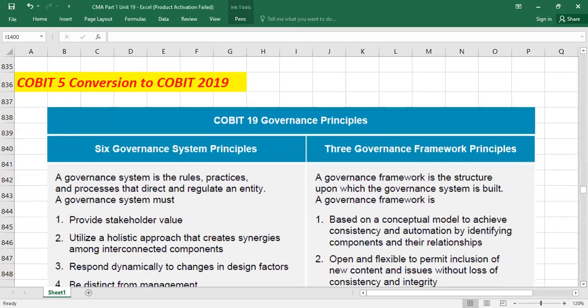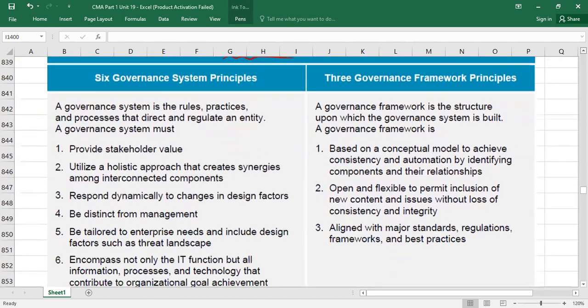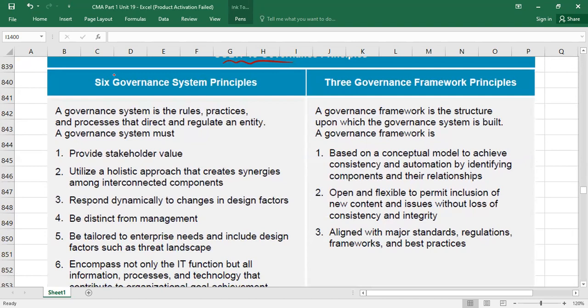Now, guys, here we have a COBIT 5 conversion to COBIT 2019. Actually, we are discussing COBIT 2019. COBIT 2009 is another version of the COBIT framework. So in COBIT 2019, we have some principles which we need to understand. Please remember, COBIT 2019 has 6 governance system principles.